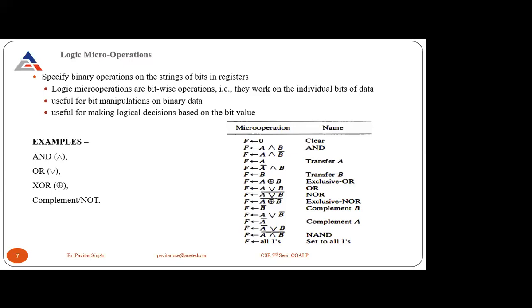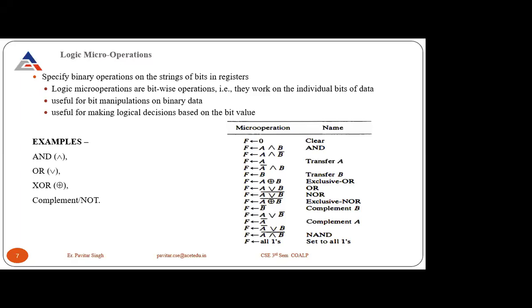Next, it is useful for making logical decisions based on the bit value. So we have 4 categories of logic micro operations.